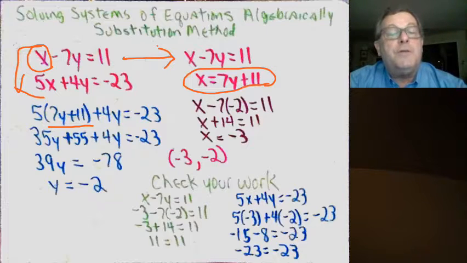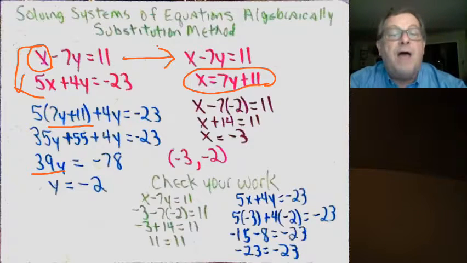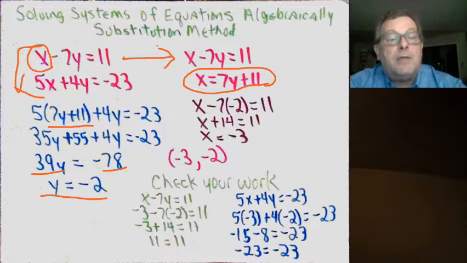Well, I'm going to distribute the 5 against the 7y plus 11, so that gives me 35y plus 55 plus 4y equals minus 23. I'm going to combine the like terms. So 35y plus 4y gives me 39y. I subtract the 55 from both sides, and that gives me minus 78. I divide both sides by 39, and I determine that y is equal to minus 2.